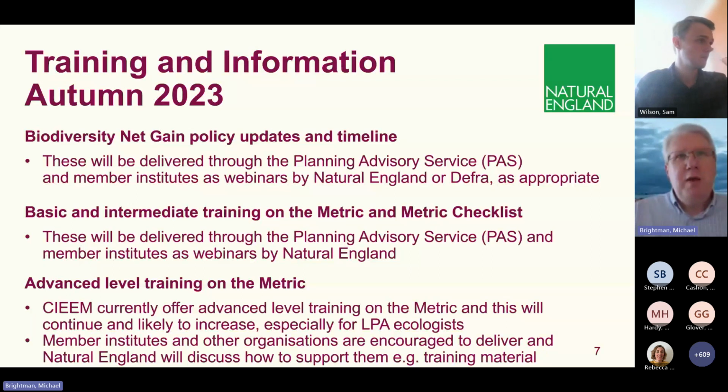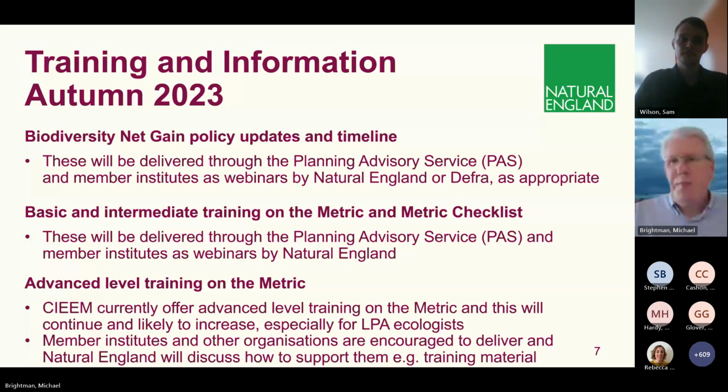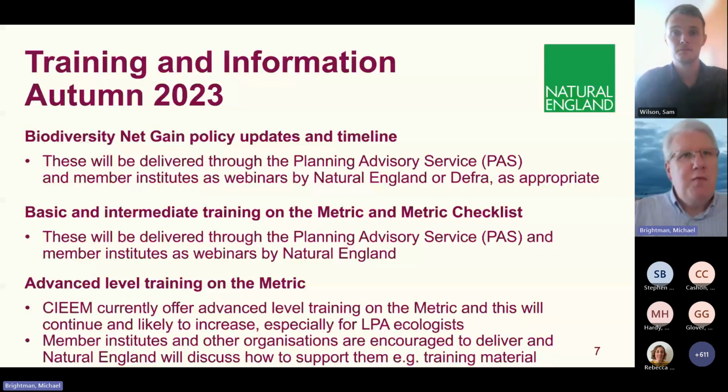Basic and intermediate training on the metric and the metric checklist will be delivered in these ways also, whereas currently advanced level training on the metric, for ecologists and assessors of the metric, is likely to be day-long courses. We're signposting people to SciEM, and the likes of Field Studies Council are also making training available. But Natural England are feeding into the creation and delivery of that training and providing support, for example, through training materials.